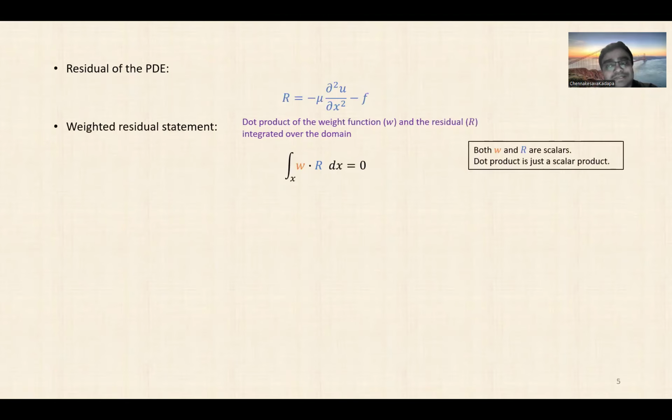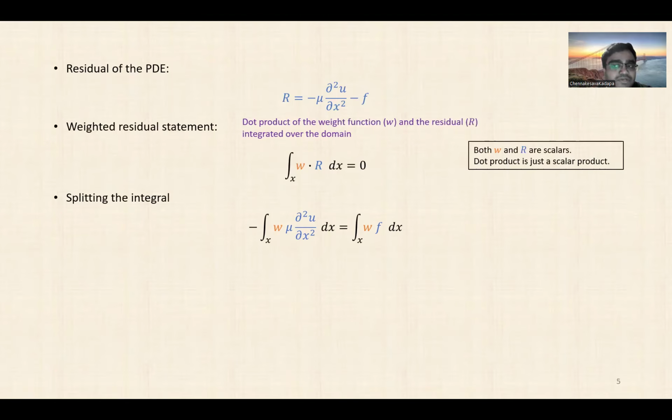Here it doesn't make much sense to use the dot product because both w, the weight function, and the residual of the PDE are scalars. But when we go to vector field problems, the dot product becomes important. In this case, we can ignore the dot product; it becomes just the scalar product. Then we use the residual, that is minus mu ∂²u/∂x² minus f, in the weighted residual statement, and then we split the integral. We take f to the right hand side. We are given f, so we keep it on the right hand side.